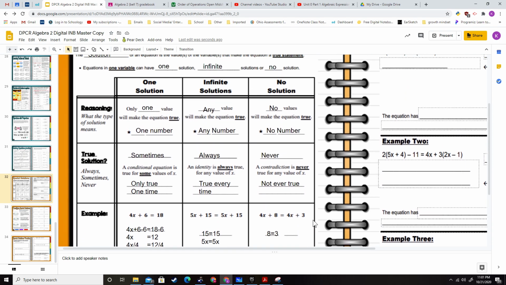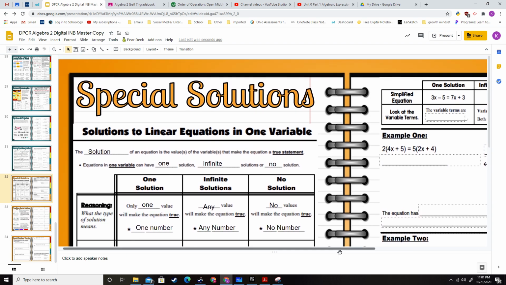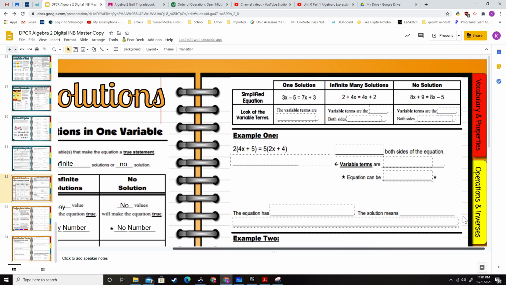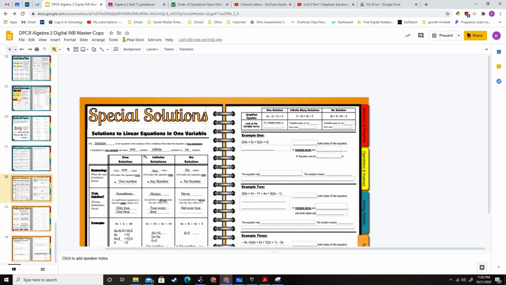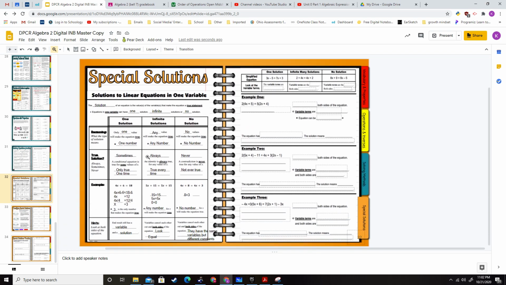Now, over here on the right, we got a couple of examples that we're going to work out. So I'm going to let you guys check out the next video for this. But right here, these are our baseline definitions as we're going to go through this.